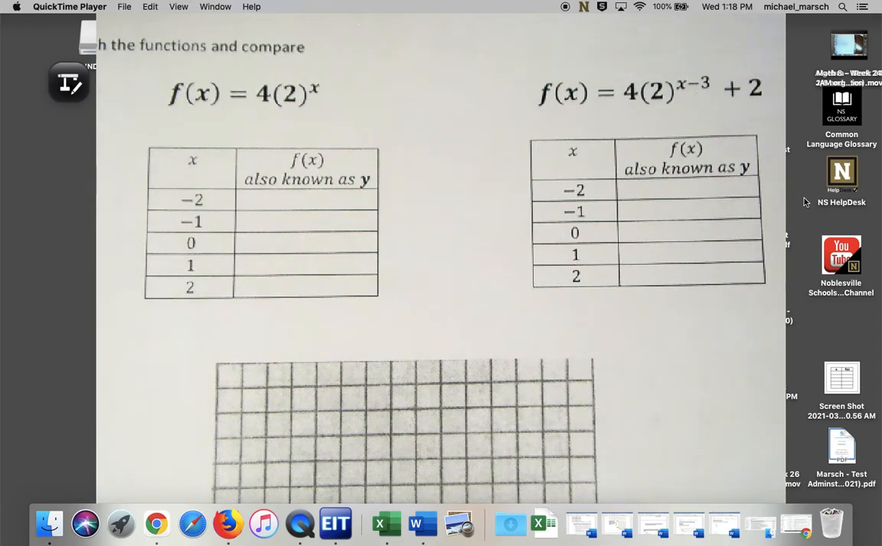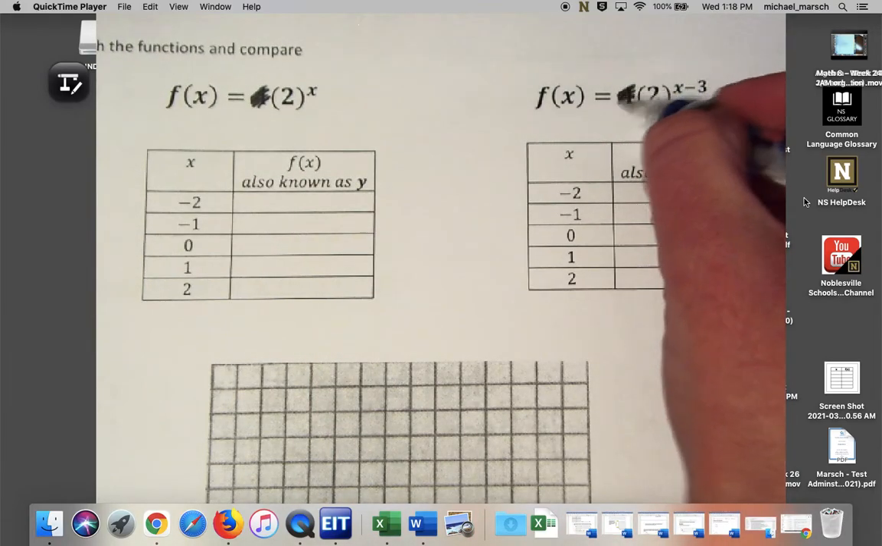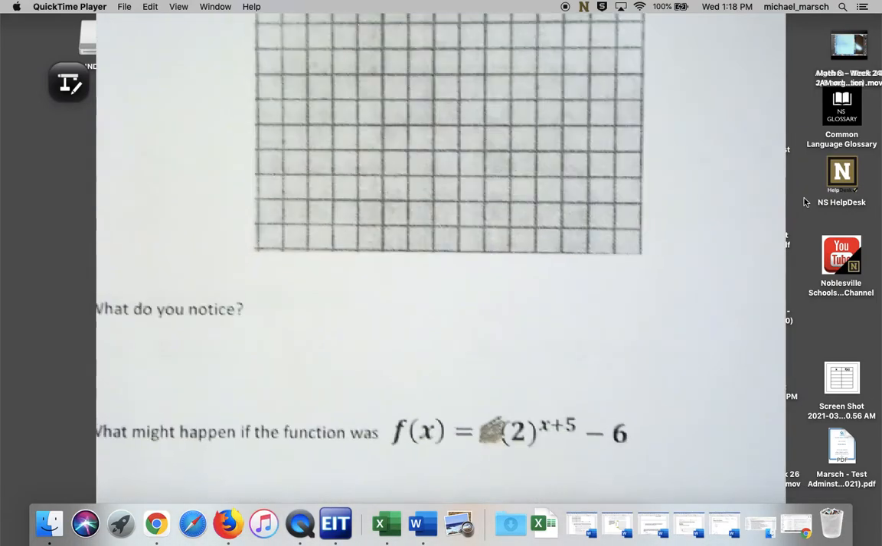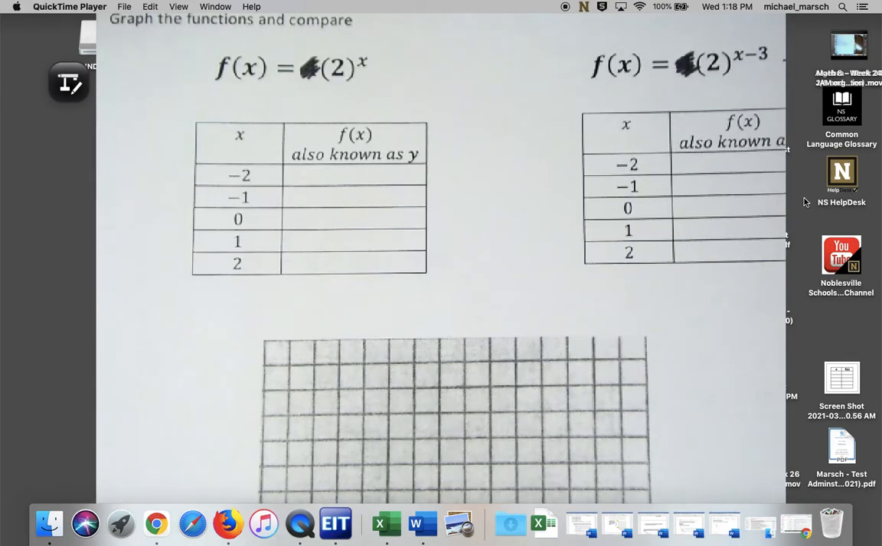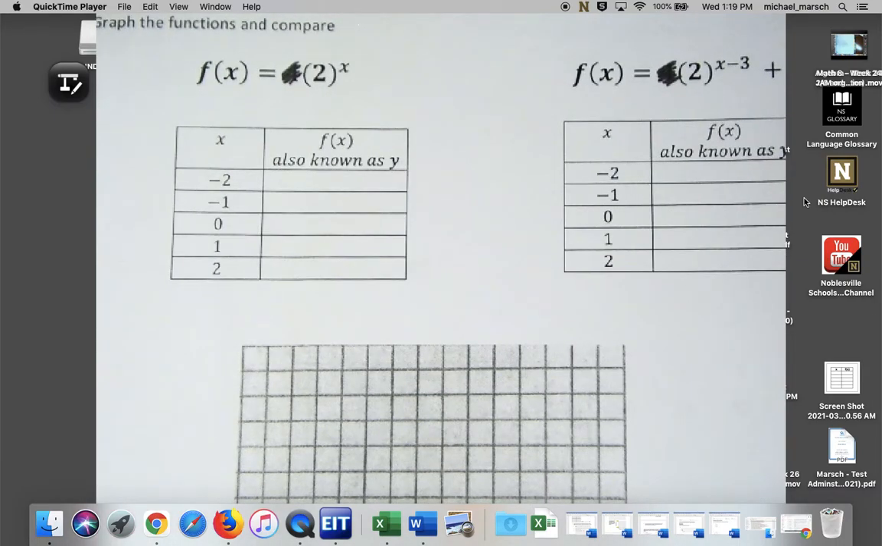Okay, so the first thing I need you guys to do is cross out this 4 here, this 4 here, and then down at the bottom cross out the 4 in front of that function as well. Yep, we're just going to get rid of that. That kind of overcomplicated things when I was working through it. All right, let's go ahead and fill in our tables of values.